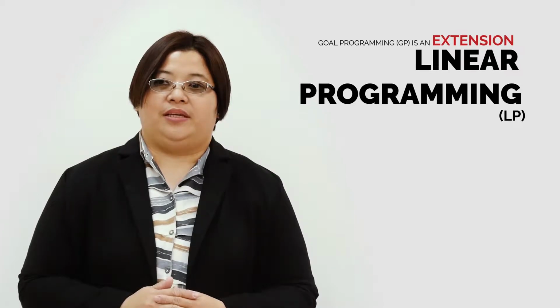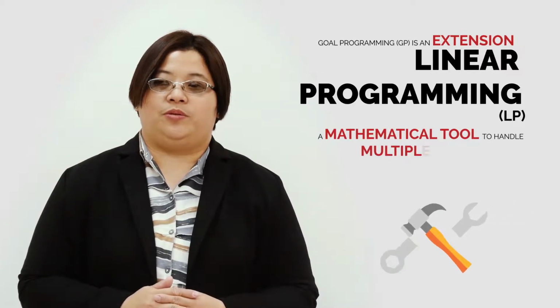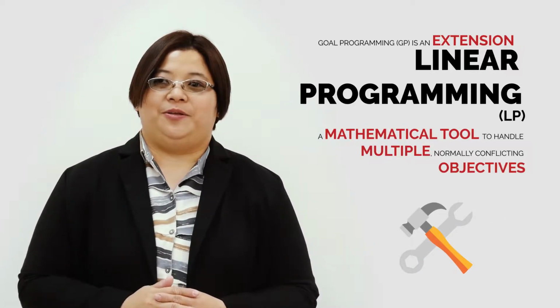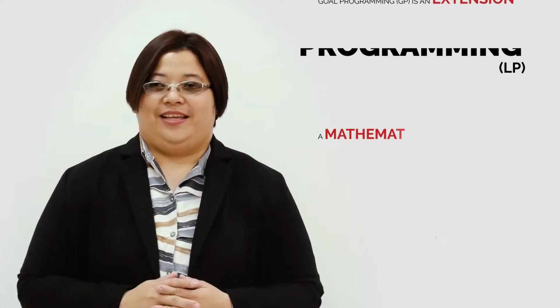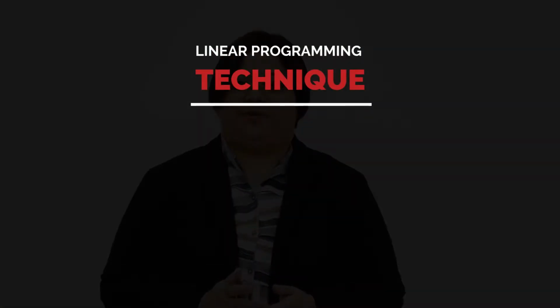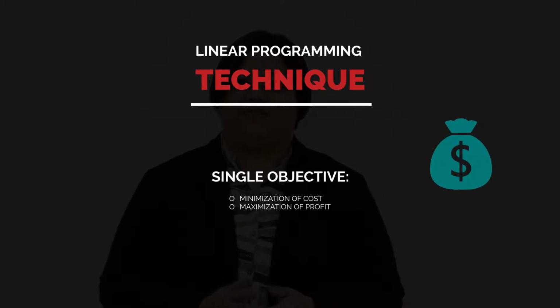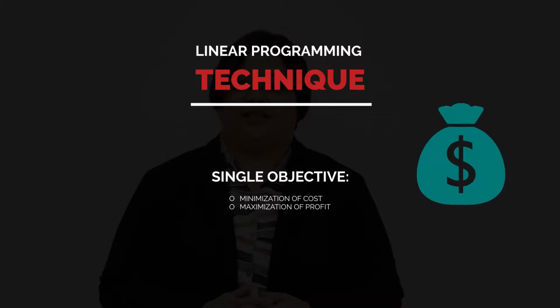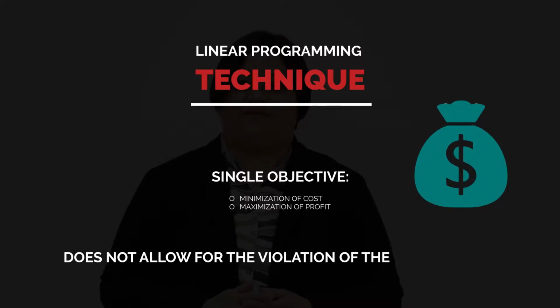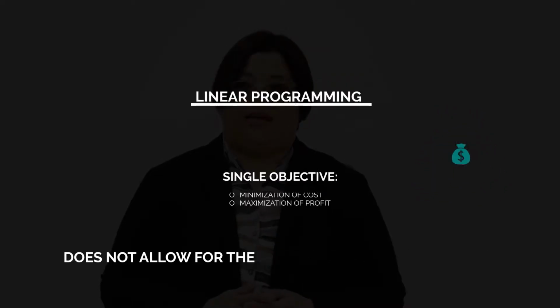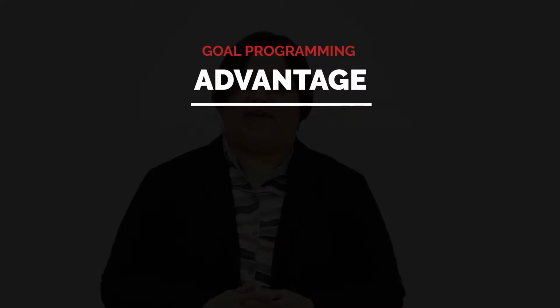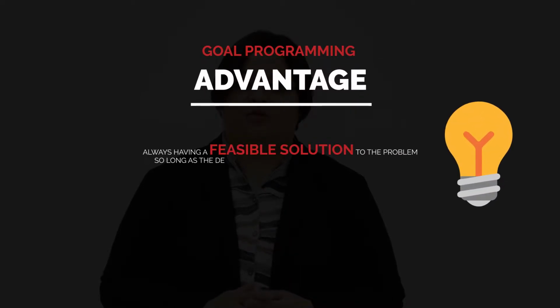Goal programming is an extension of linear programming, which is a mathematical tool to handle multiple, normally conflicting objectives. Linear programming technique is applicable only in the situation of single objectives such as minimization of cost or maximization of profit, and does not allow for the violation of the constraints. Hence, goal programming has the advantage of always having a feasible solution to the problem, so long as the deviations from the constraints are minimized.